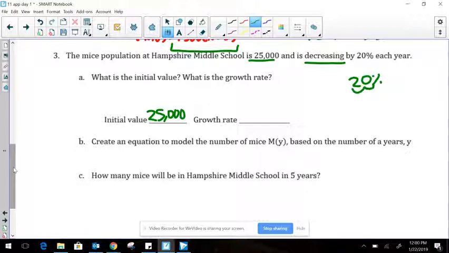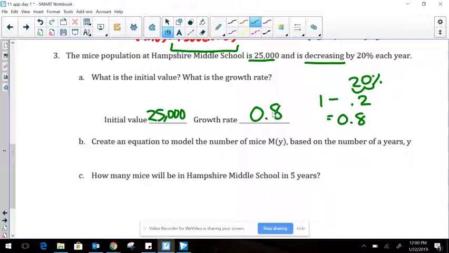Since I see a percent, I need to move my decimal. So move it over 2 spaces, 0.2. Since it's decreasing, I need to do 1 minus 0.2, which is 0.8. That's my growth rate. So what I'm saying here is that I'm decreasing by 20%, which is also the same thing as growing at 80%. Okay, it's not greater than 100.